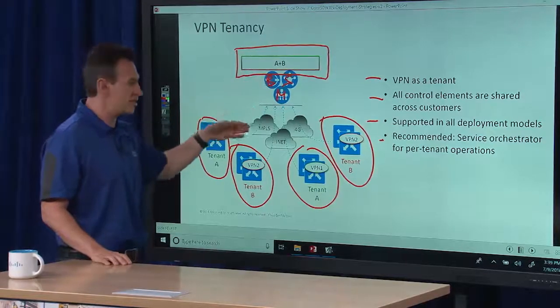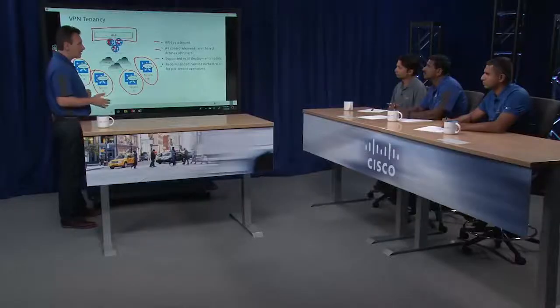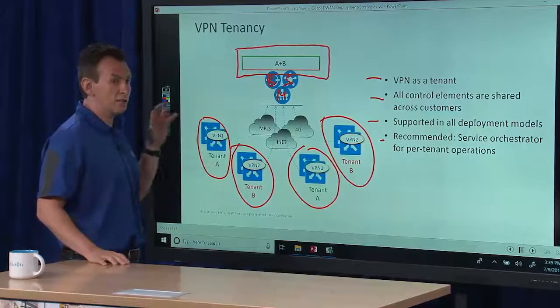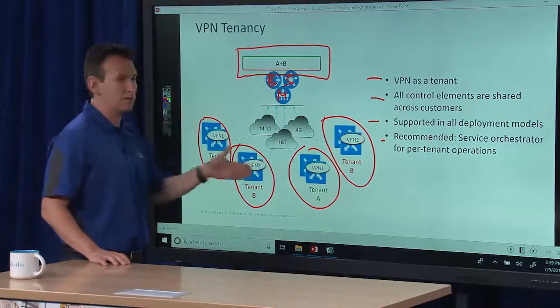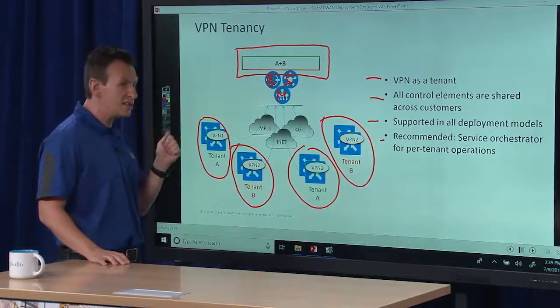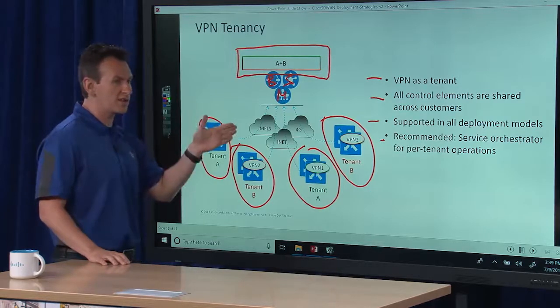vBond, vSmart, and vManage, these are not truly treated as multiple tenants, which means if you're not careful with your operations, when you're defining policies and you're pushing policies, if you're not careful around which VPNs these policies are active on, you could inadvertently push a certain policy, a certain behavior that would span multiple VPNs, hence impacting multiple tenants, and it's much easier done in a true multi-tenant fashion, which is going to be our next conversation.